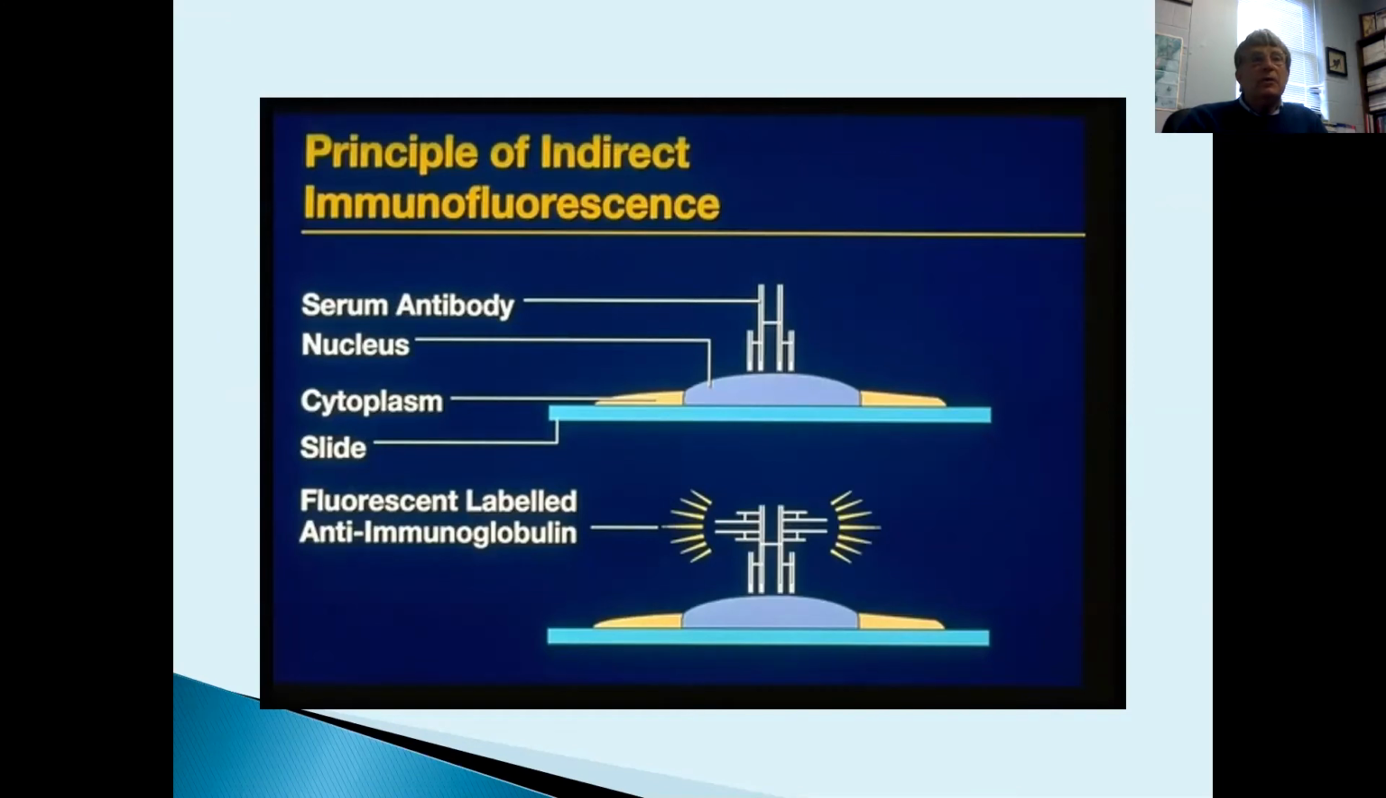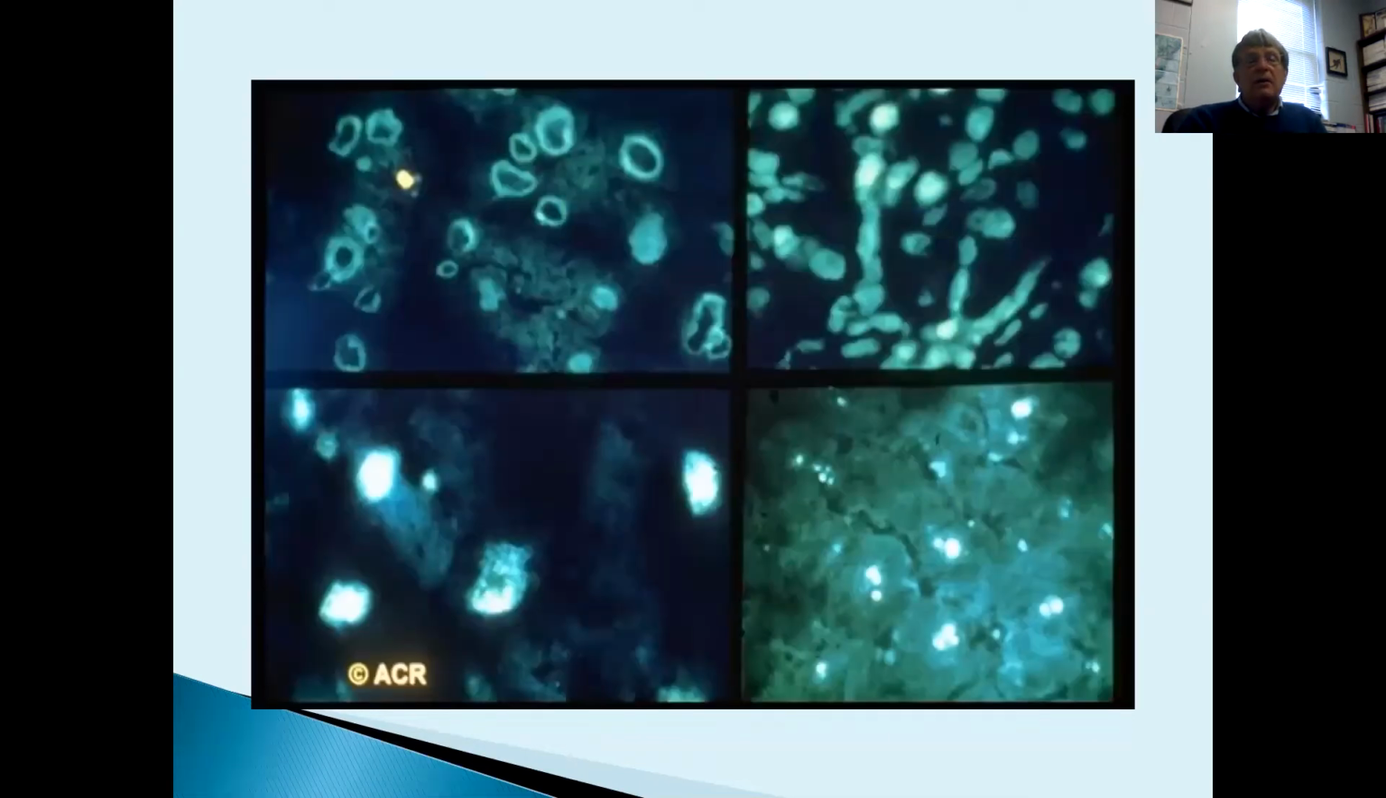Immunofluorescence is using this human Hep2 cell substrate. Serum is added. We then add a fluorescent labeled anti-immunoglobulin, and 5 types of patterns are seen. 1, the rim pattern, which may be seen in lupus and dermatomyositis.